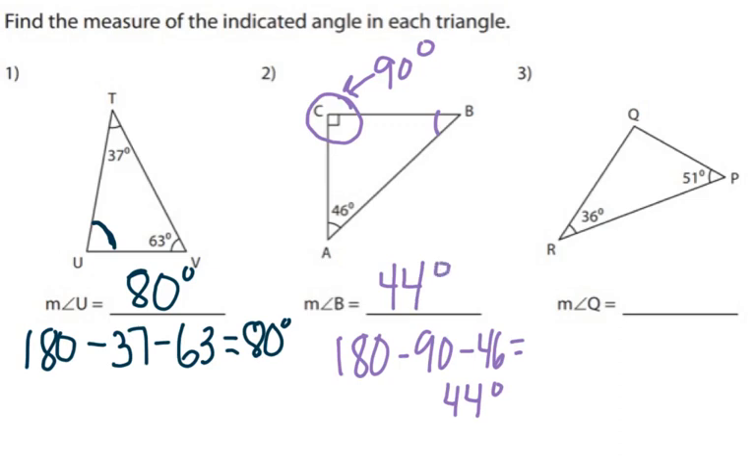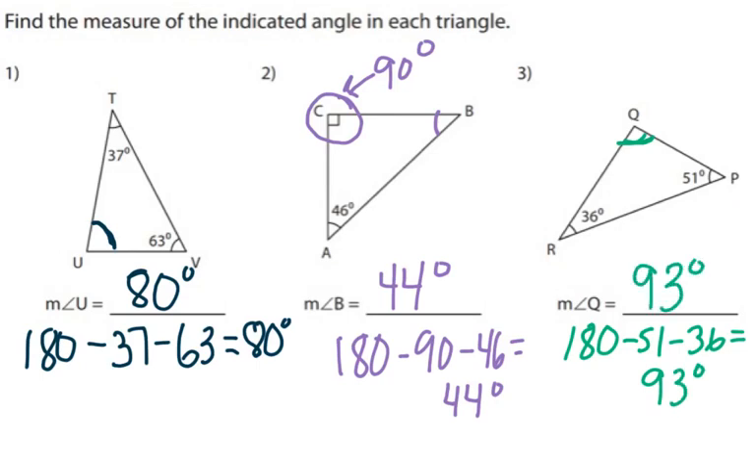So this next one, we're going to do the same thing. So we want to find angle Q. So we'll do 180 minus 51 minus 36, and that's going to be equal to 93 degrees. So the measure of angle Q is 93 degrees.